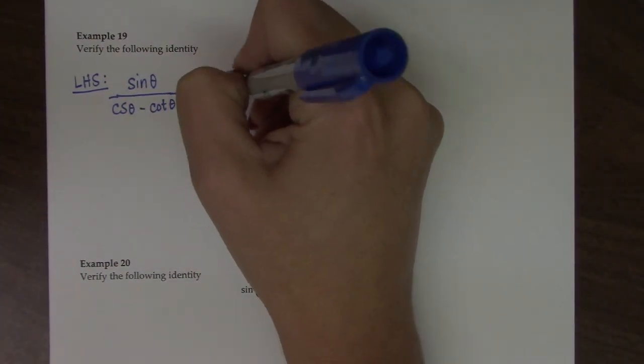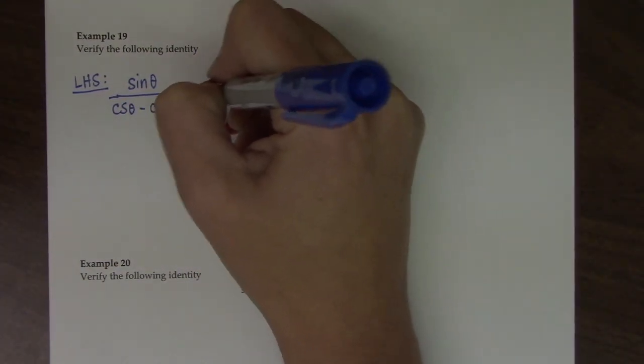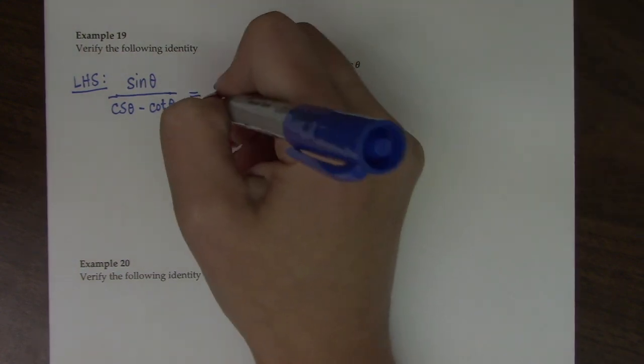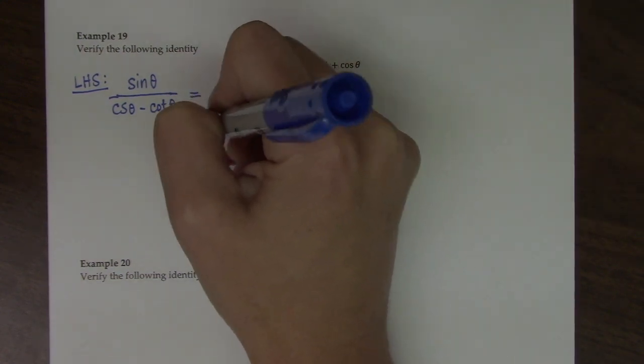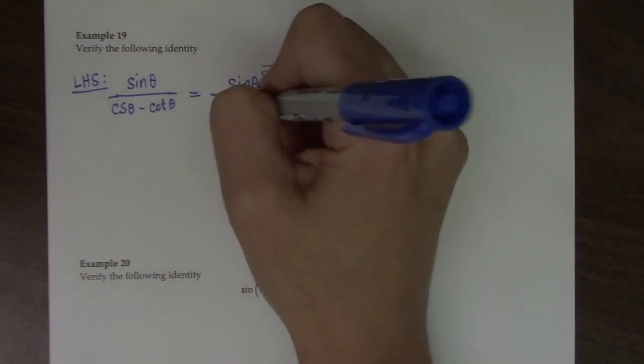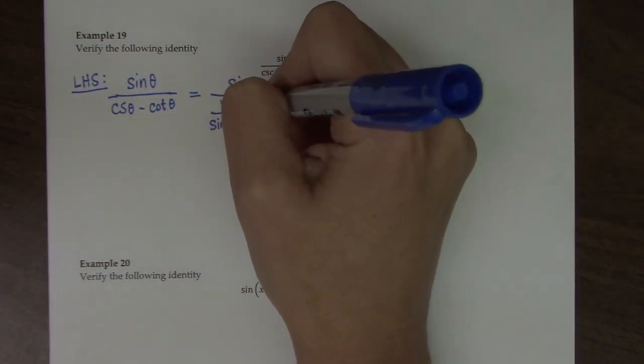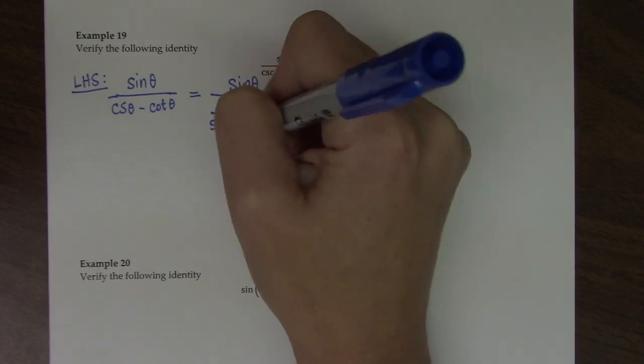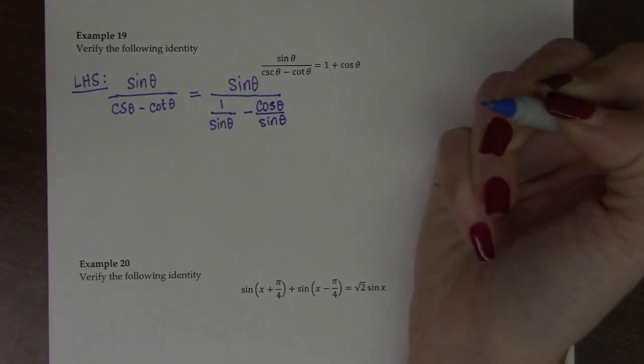So I'm going to leave the numerator alone. It's already sine theta. Cosecant theta is 1 over sine theta. And cotangent theta is cosine theta over sine theta.